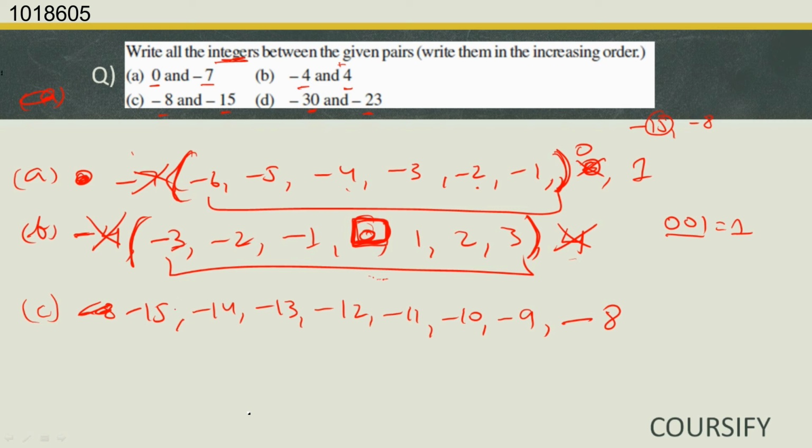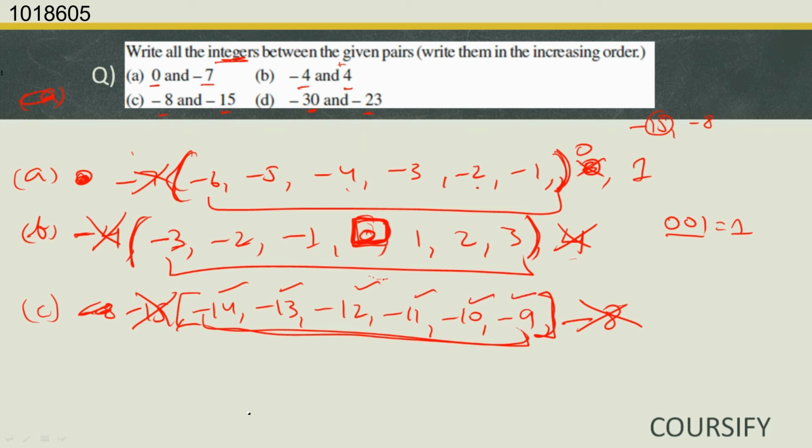Now, all the numbers between -15 and -8 are these. In your exam, you will not write these two. You will write only these 6 numbers. So the numbers that come between -15 and -8 are -14, -13, -12, -11, -10, and -9.